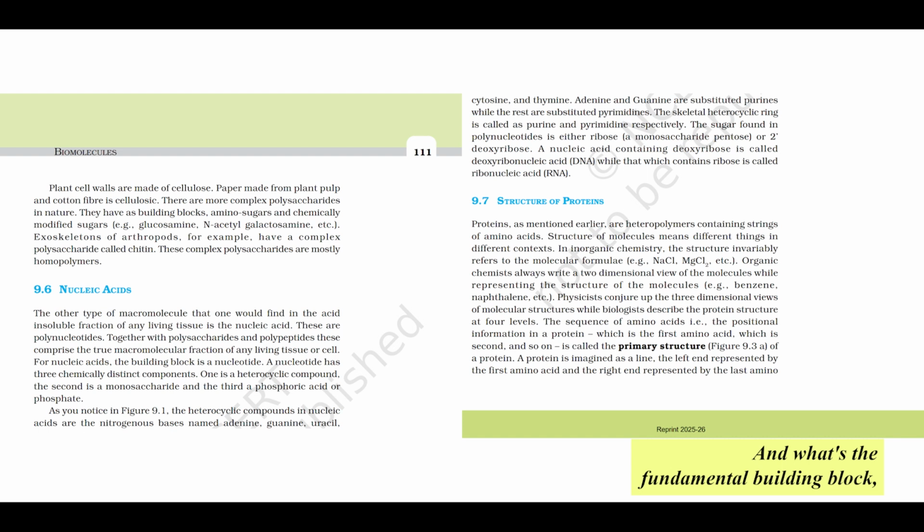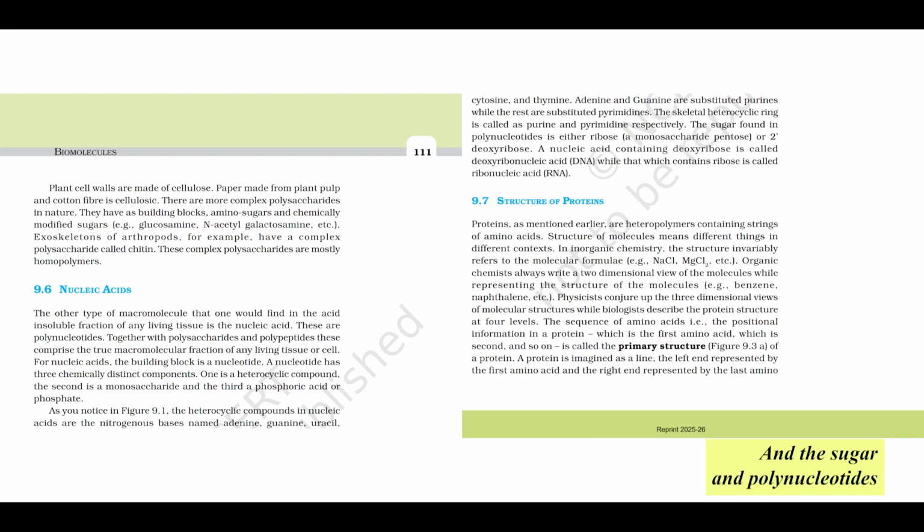Right. And what's the fundamental building block, the monomer, of a nucleic acid? The nucleotide. Base plus sugar plus phosphate. Perfect. The nucleotide. And just to quickly refresh, a nucleotide has those three distinct chemical parts: the heterocyclic nitrogenous base, A, G, C, T, the monosaccharide sugar, a pentose, and the phosphoric acid or phosphate group. Remember the bases: purines, A and G, double ring, and pyrimidines, C, U, T, single ring.